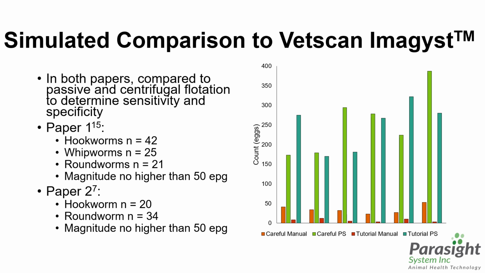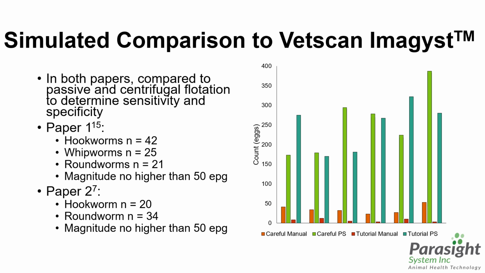The major competing product is the VetScan Images, which has 2 papers published validating their AI algorithm. In both papers, they compared to passive and centrifugal flotation to determine sensitivity and specificity, and compared counts done on the same slide by a parasitologist to the results given by their algorithm in order to verify it.